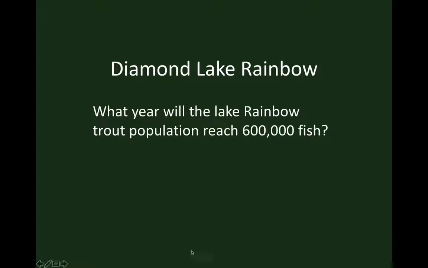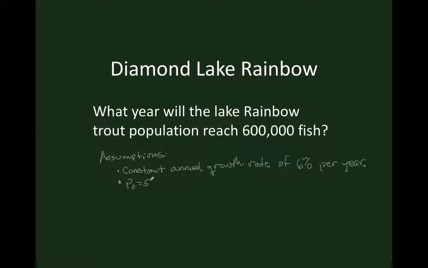And keep in mind, we're assuming, like before, so our assumptions for the model were, one, that there was a constant growth rate of 6% per year, and also that the initial population, or what we're calling P0, is equal to 50,000 fish.